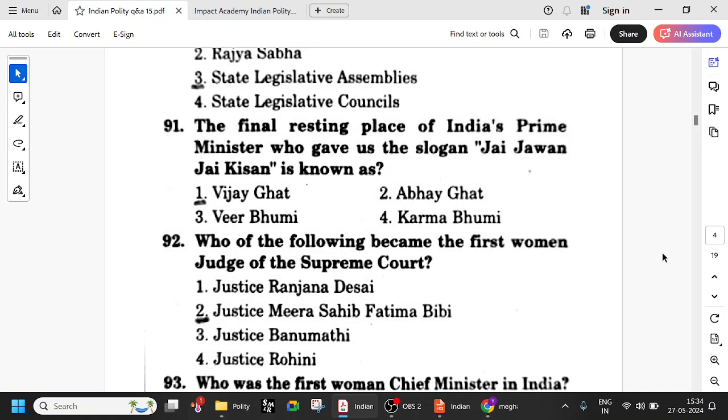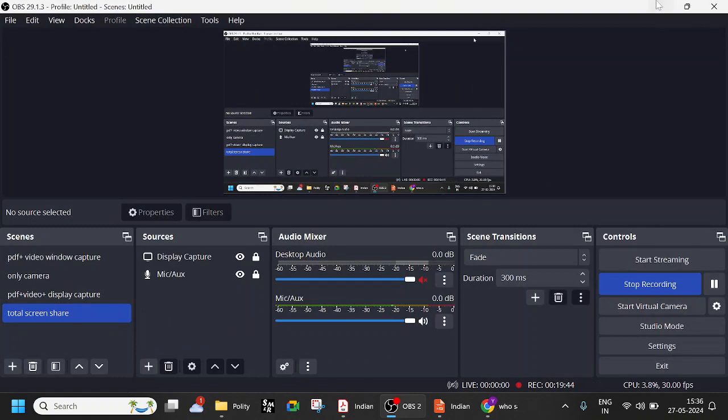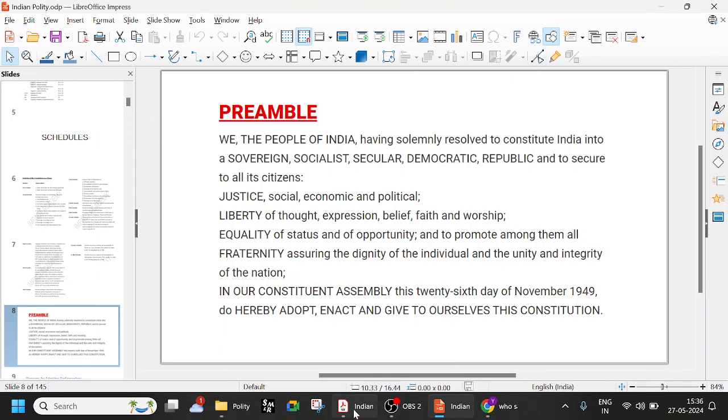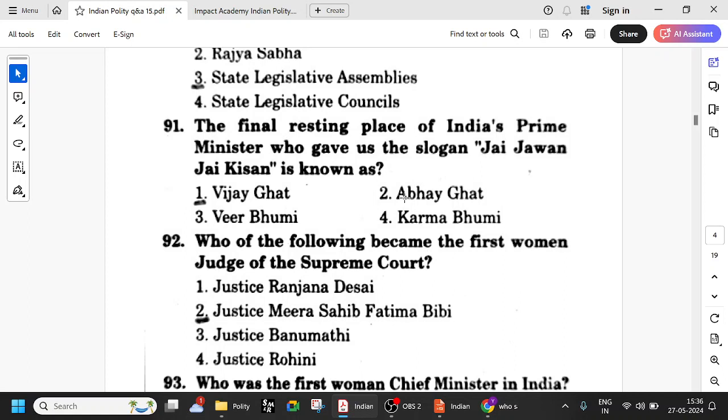So the final resting place of India's Prime Minister who gave us the slogan Jai Jawan, Jai Kisan is Vijay Ghat. Remember that. So who gave the slogan Jai Jawan, Jai Kisan? It is Lal Bahadur Shastri ji, and his resting place is at Vijay Ghat.